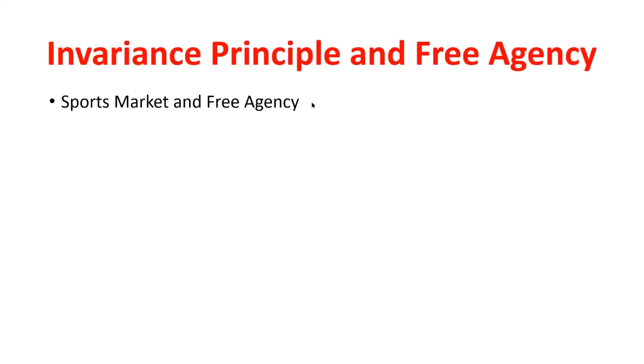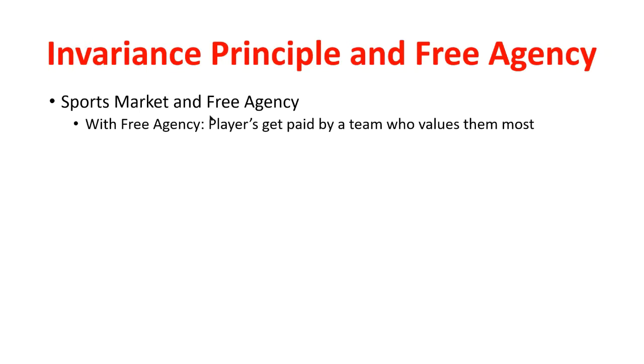So we can also apply this idea of the invariance principle to free agency, okay? If we have free agency, players are allowed to sign deals with whoever they want when they're a free agent. Players are going to get paid by the team who values them most, right? If there's a free agent sitting out there, all else equal, like similar quality programs, they're going to choose the program that values them the most and is willing to pay them the most, okay?